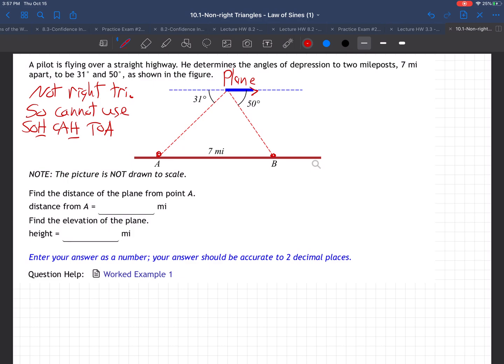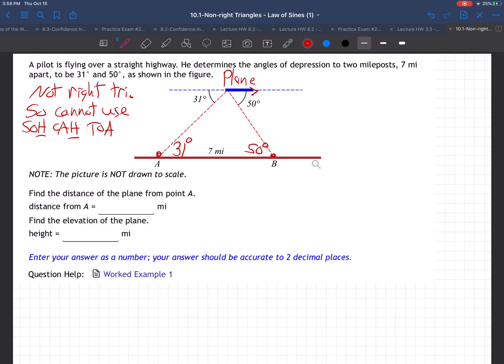So one important thing to know is that this angle has got to be 31 degrees and this angle has got to be 50 degrees. How is it I know that? Well, this is horizontal, right? Even if you might say, well, how do we know the plane never said the plane is flying horizontal? No, it didn't say that.